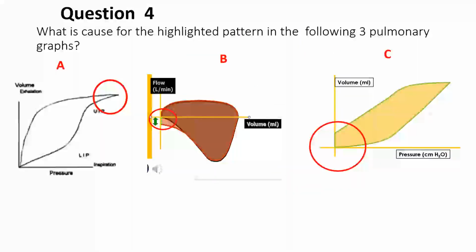Okay, so what is the cause of the highlighted pattern in the following 3 pulmonary graphs? Okay, so you answer as A, B, and C. Can you quickly answer in Q&A?